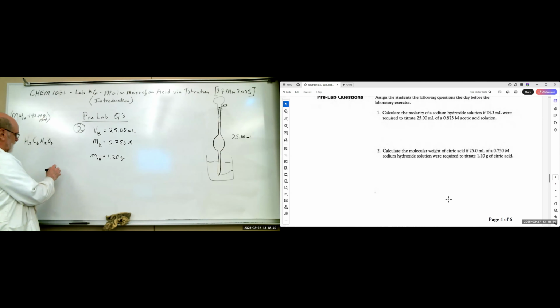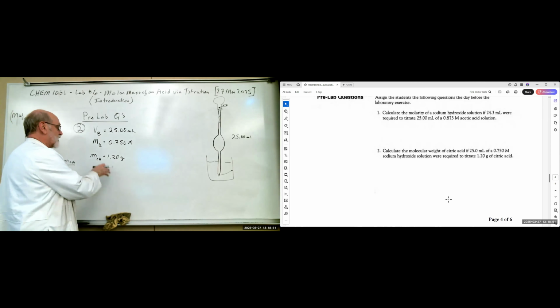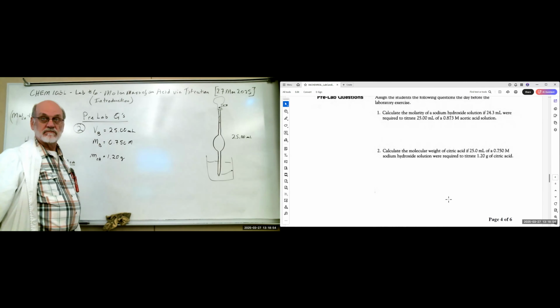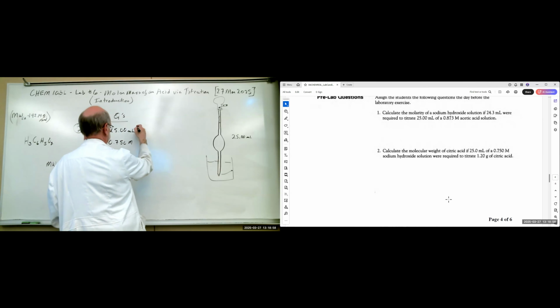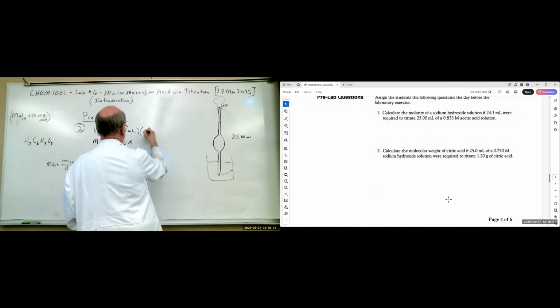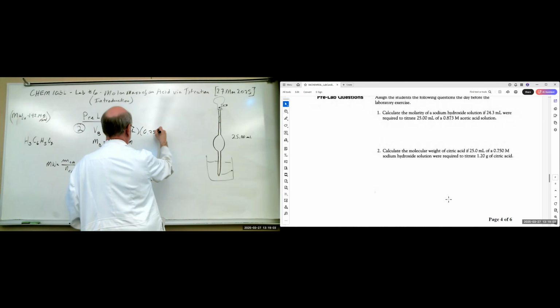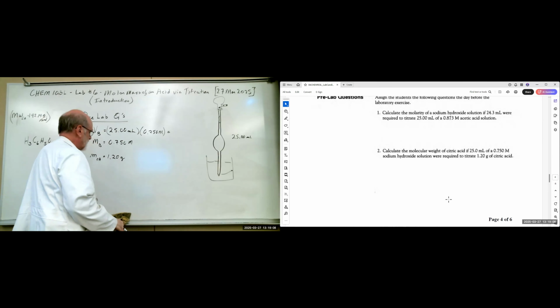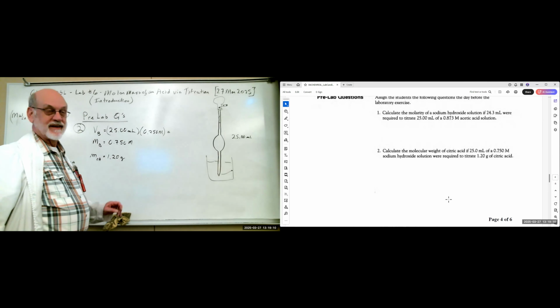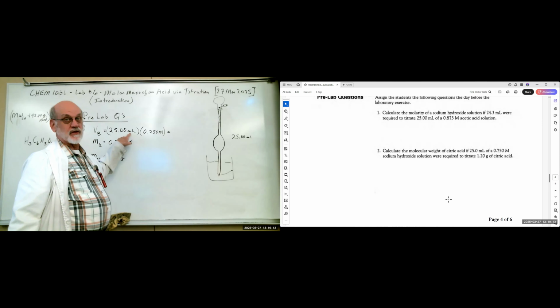And we want to calculate the molar mass, so the molecular weight of this citric acid, experimentally determined. So the molecular weight then is going to be the mass of the citric acid divided by the moles of the citric acid. Okay, so we can calculate how many moles of base were delivered, right? That's simple. 0.75 times 25 milliliters. Actually, this is not going to be moles, is it? Because that's milliliters.